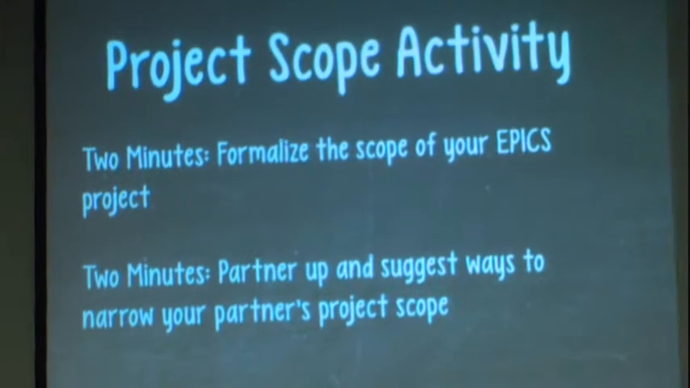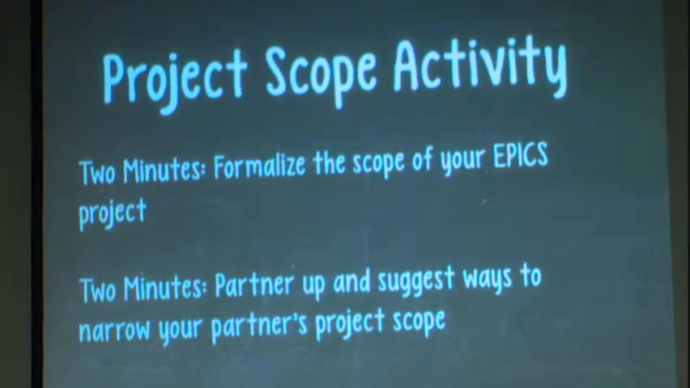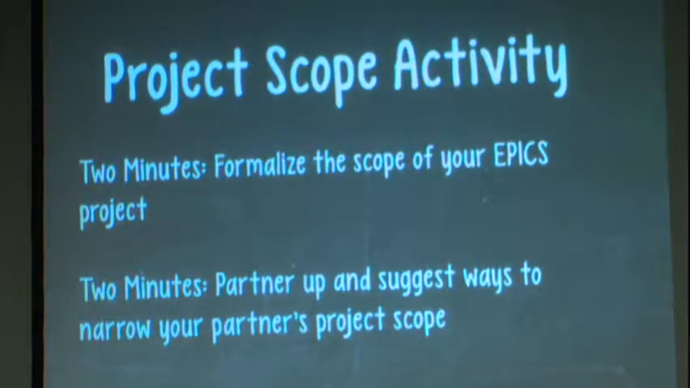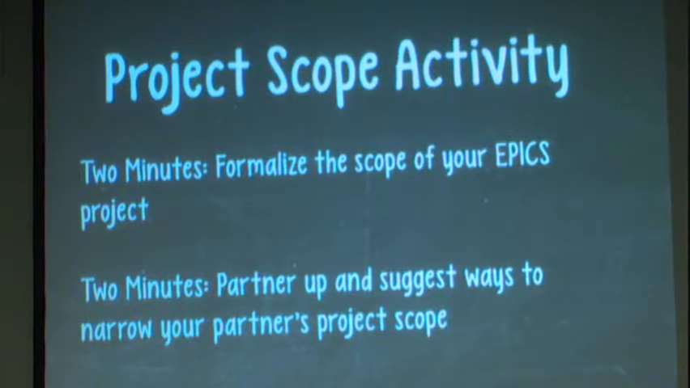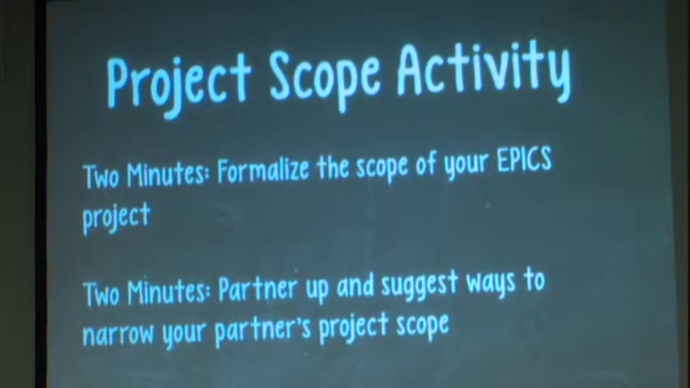So let's do a little bit of a project scope activity. So all of you are on a team on a project right now. So partner up with someone who's not on your project. We'll just take about 2 minutes and formalize a statement for your project, what it is. Okay, so be as specific as you can. And then after 2 minutes, we'll trade with your partner and give each other some feedback on how could you be more specific, how could you drill it down so that you narrow yourself in more on what your project should be. So, go.